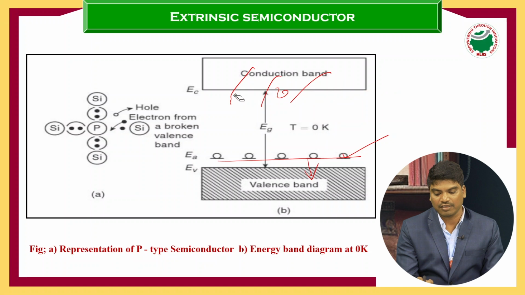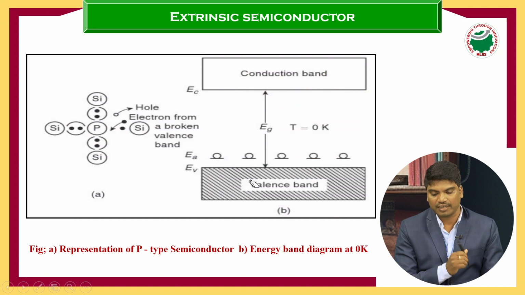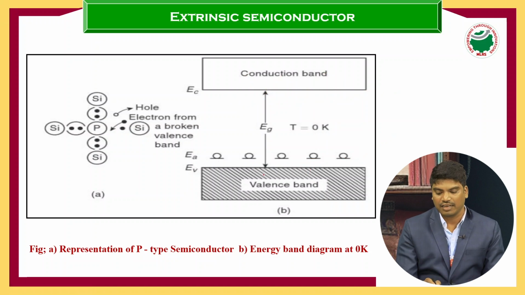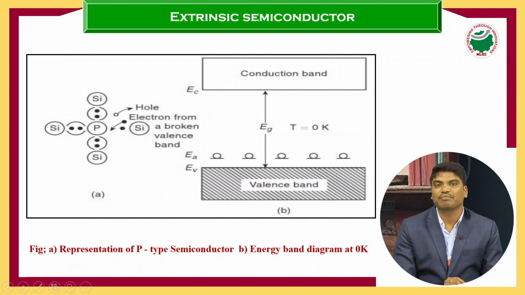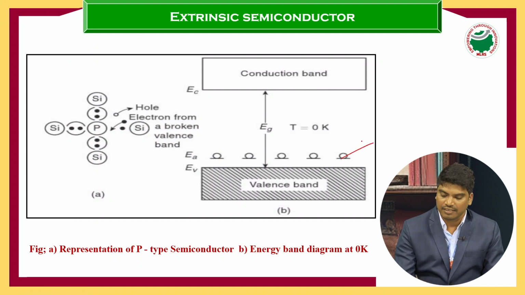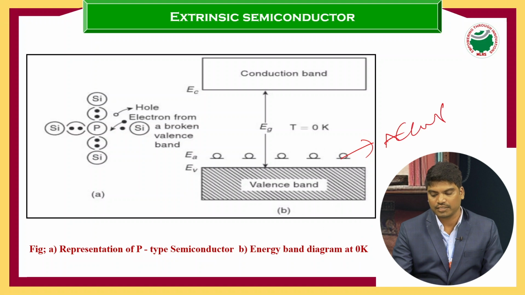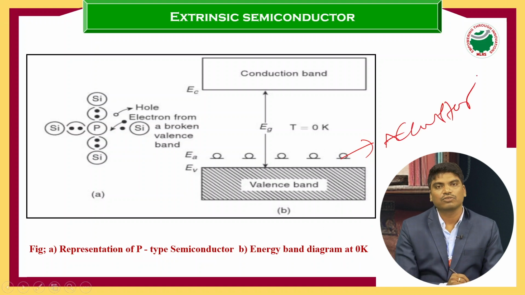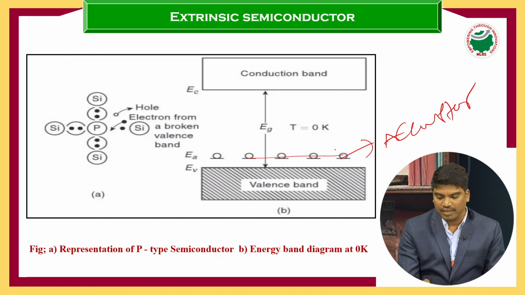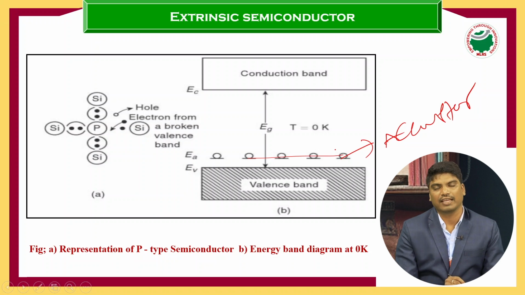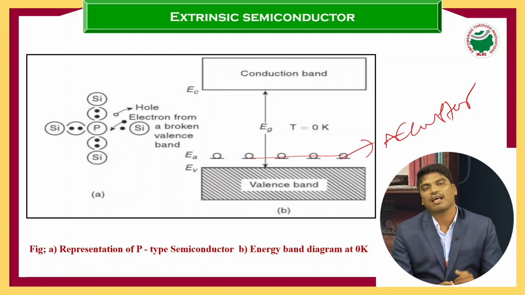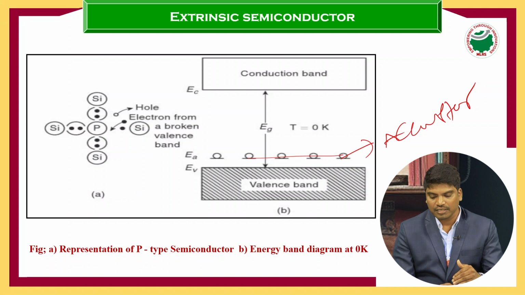But in the case of P-type semiconductor, the vacancies are accommodated in a separate energy level, which is called the acceptor energy level. This energy level lies just above the valency band. If I increase the temperature a little, what happens?